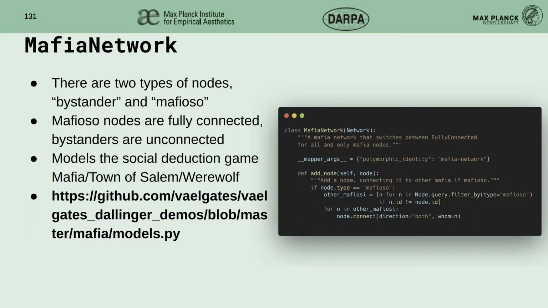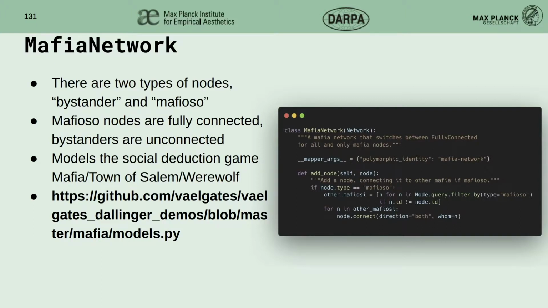That network structure is dynamic, so we can think about it like this: you can ask who is able to take what sorts of actions with respect to whom, and who can see whose identity, and that defines a certain network structure. So here we have a Mafia network. It's a subclass of network, and it switches between fully connected and fully connected for all and only Mafia nodes.